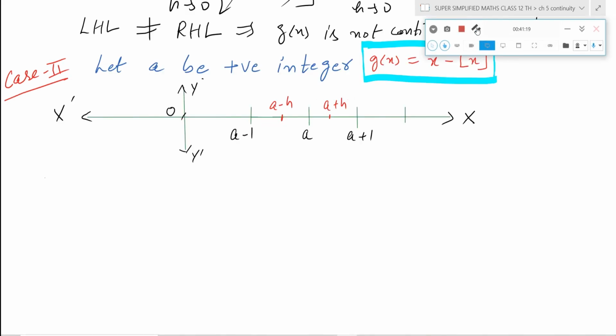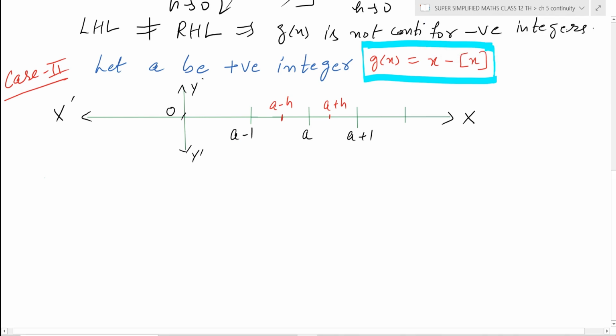Now let us move to case 2. In the second case, we have assumed a to be a positive integer and the function g(x) is x minus greatest integer function of x. And now we have to check the continuity of the function at the positive integer a. So you can see its position, the position of a. a is any integer lying on the positive side of the x-axis. a minus 1 is its predecessor, it is also an integer. a plus 1 is its successor, which is also an integer.